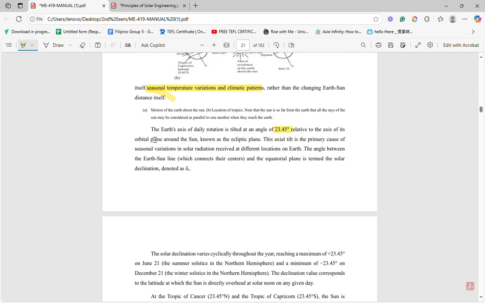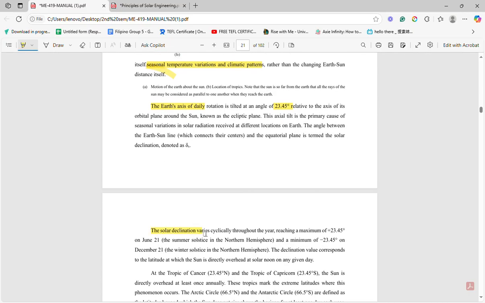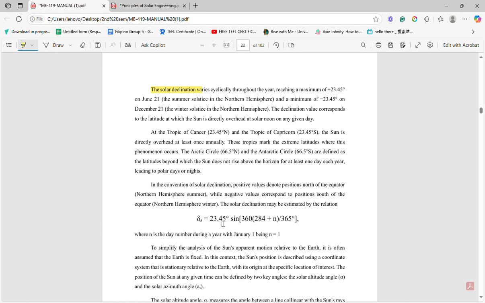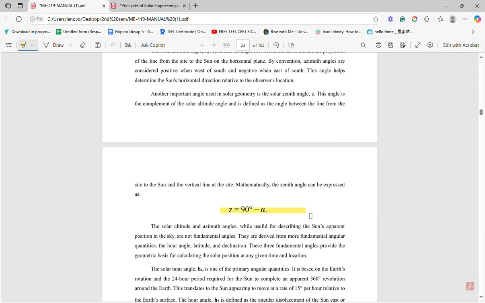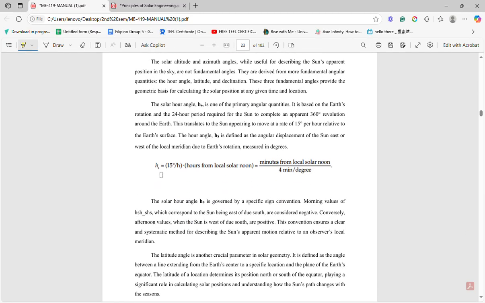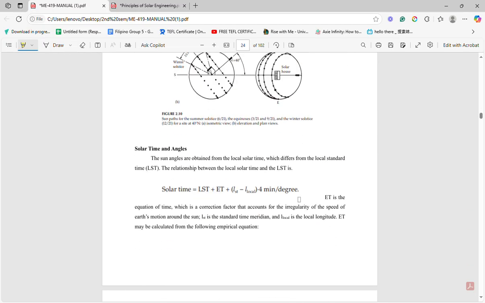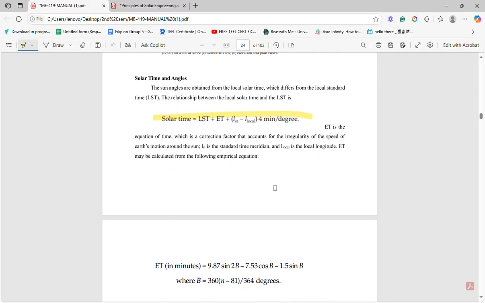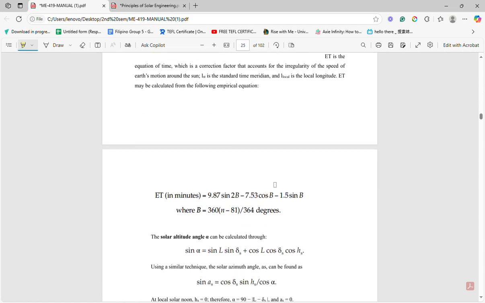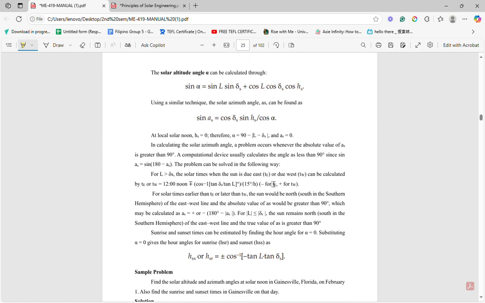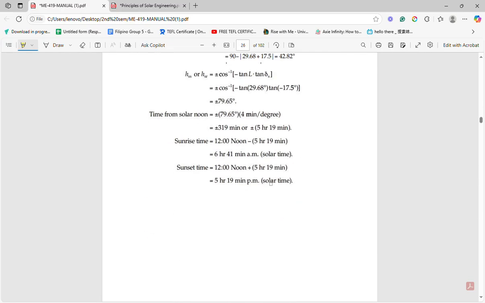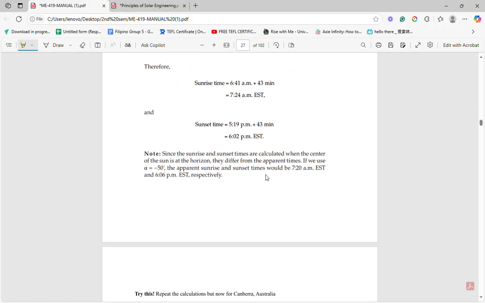Then, we have already discussed the solar declination during our face-to-face classes, as well as our azimuth and zenith angle, our R angle. Then the solar time, we already discussed this. So you may have a read as well on this, but we're going to be skipping this since we have already calculated this during our face-to-face classes.